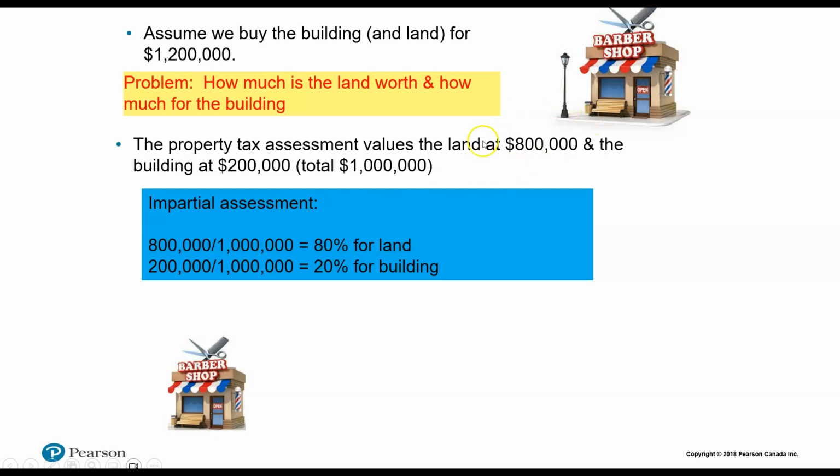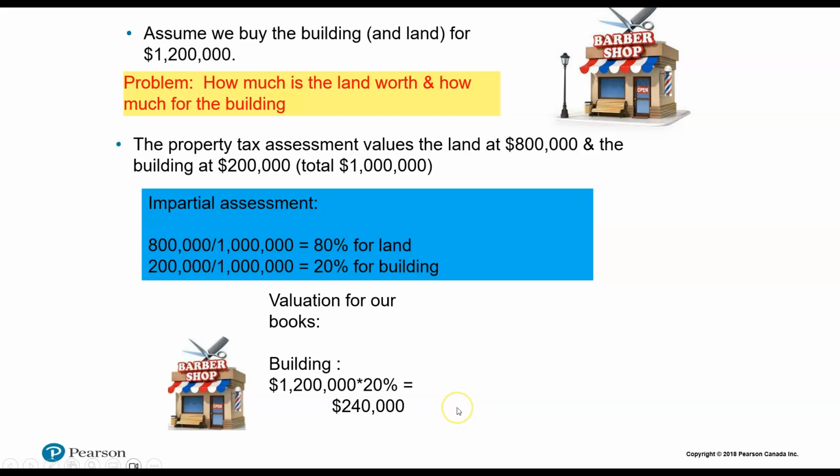So we're going to take the appraised value and divide it by the total appraised value for a percentage. And the same with the building. 200,000 divided by $1 million is 20%. Now that we have these percentage allocations from the appraisal, we can apply it to the price we paid.